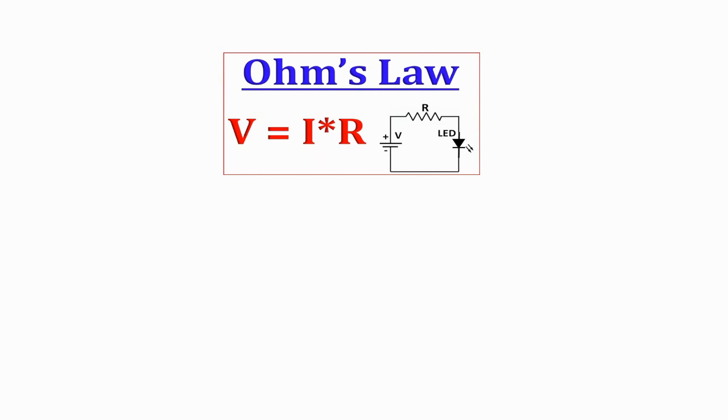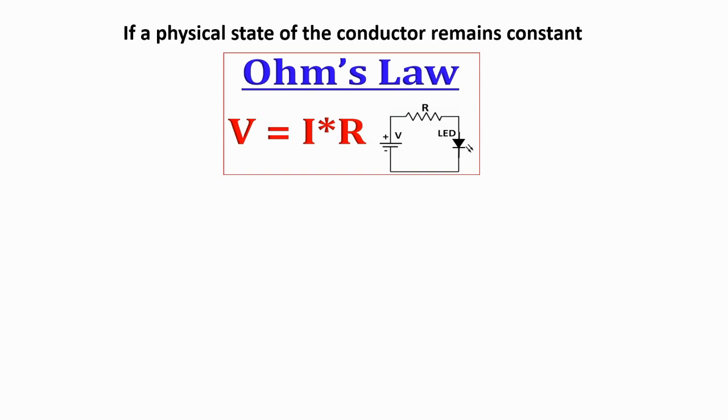Ohm's law helps to find out the relationship between the current flowing through a wire and the potential difference across its ends. Now the formula of Ohm's law is V = I × R, where V is the potential difference, I is the current and R is the resistance. This formula is valid when the physical state of the conductor remains constant. Now, the physical state of a conductor means its length, temperature, area of cross section and the material it is made up of.